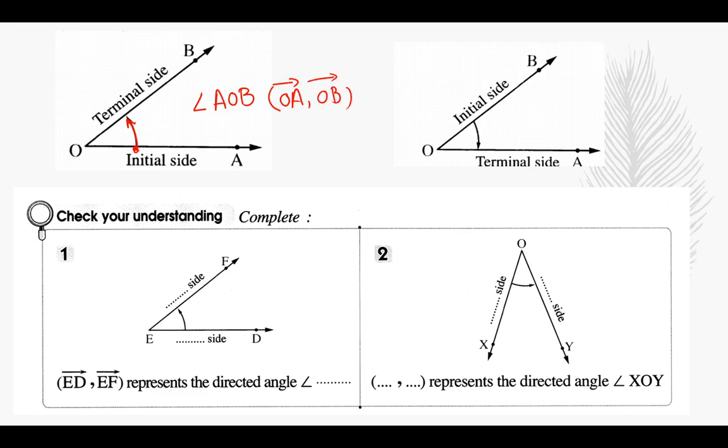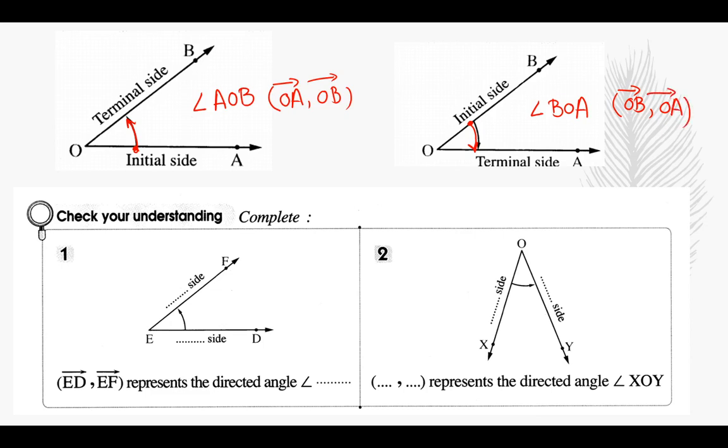In the second figure, here you have to concentrate. OB is the initial side and OA is the terminal side, because the direction of the arrow is from the initial side to the terminal side. So OB is the initial side, and OA is the terminal side. So this angle is written as angle BOA, or we can write it as an ordered pair. Its initial side is OB and its terminal side is OA.